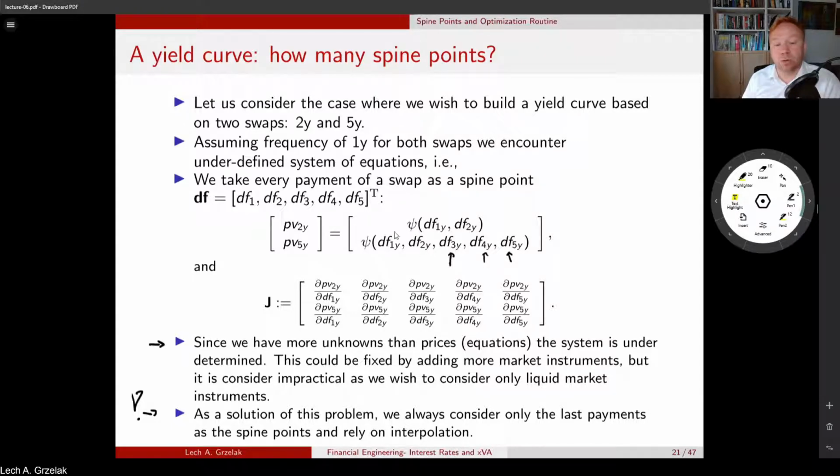And this is how this operation can be built. Otherwise, imagine a 30-year swap with a frequency of 1 day. Imagine how huge a problem it would be to determine all those spine points. That would be just impossible to do. So I think this is an informative slide, and I hope it's clear now how to look at those instruments and how to link them to spine points.